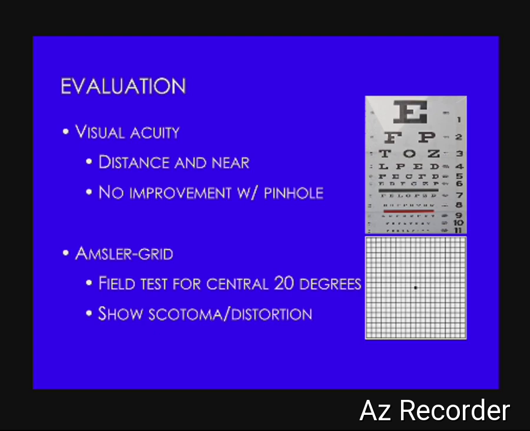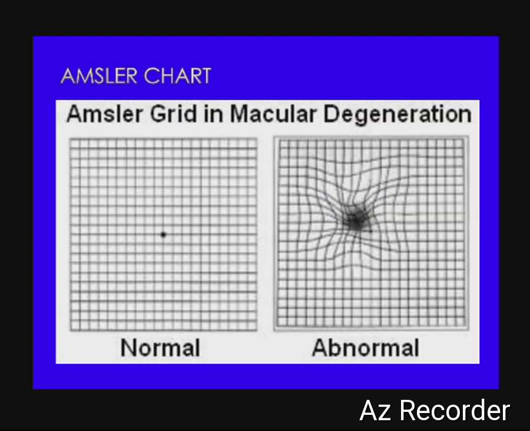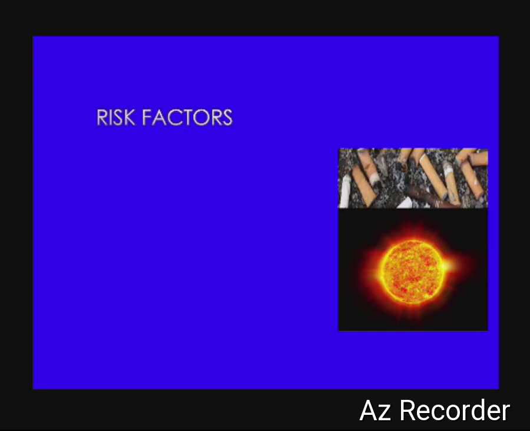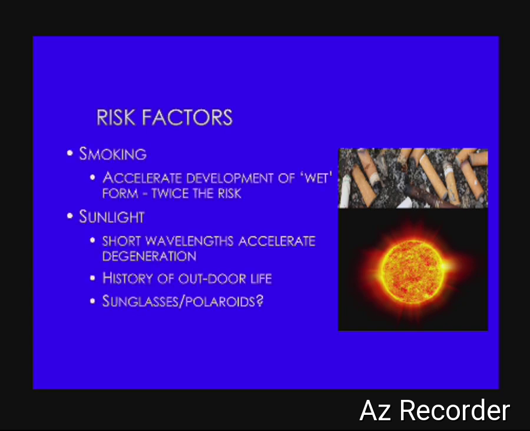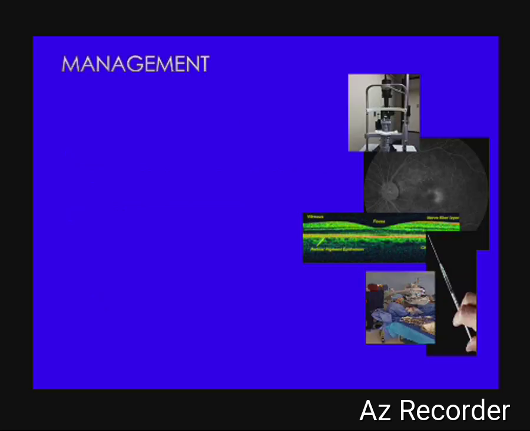We evaluate these patients with an Amsler grid as well as an eye chart. In a normal Amsler grid, the lines are straight. In an abnormal one, you will see patients often note distortions and loss of some of the lines. The risk factors for AMD include smoking and excessive exposure to sunlight.